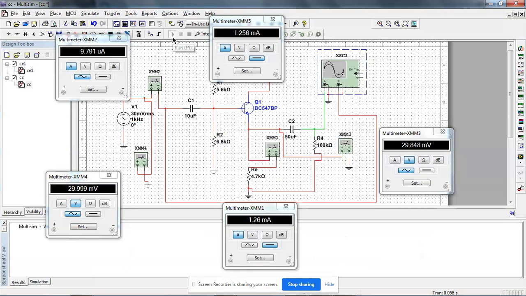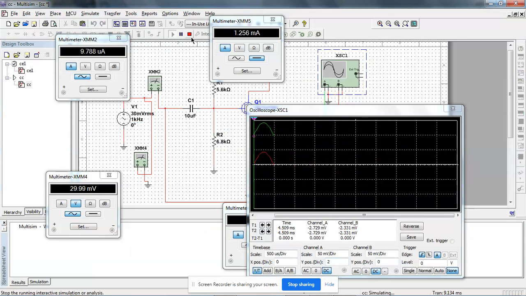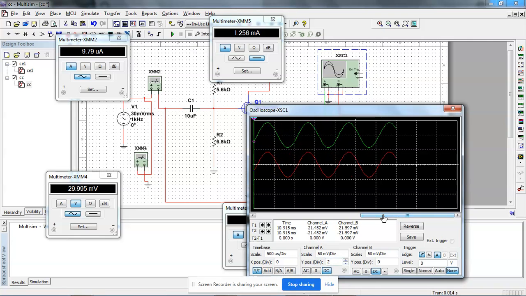Once again, we will simulate it and see. Yes, it is again live. So you can see here and observe the values. So here 30 millivolts VRMS. So here you will find the peak value.